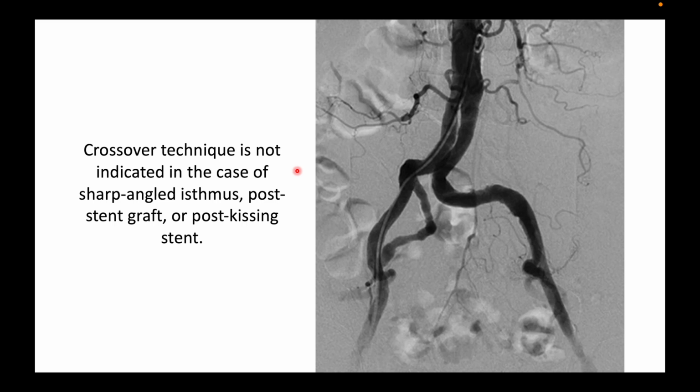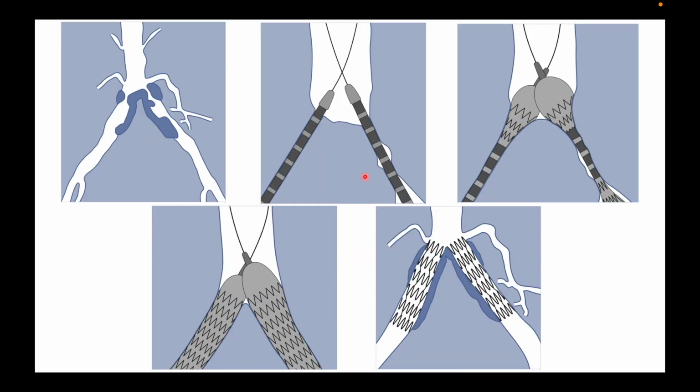Again, this is a crossover technique, but it's difficult and it is not indicated in the cases of sharp angulated isthmus like these ones, and post-stent graft or post-kissing stents. If there are two kissing stents here, again it's not a clever idea to go by a crossover technique.